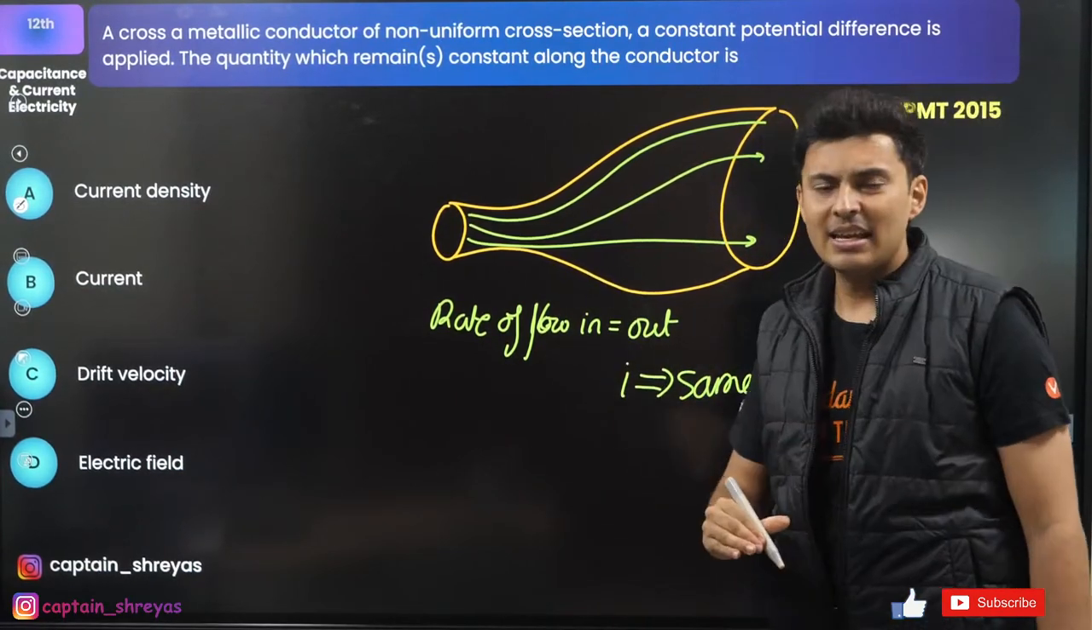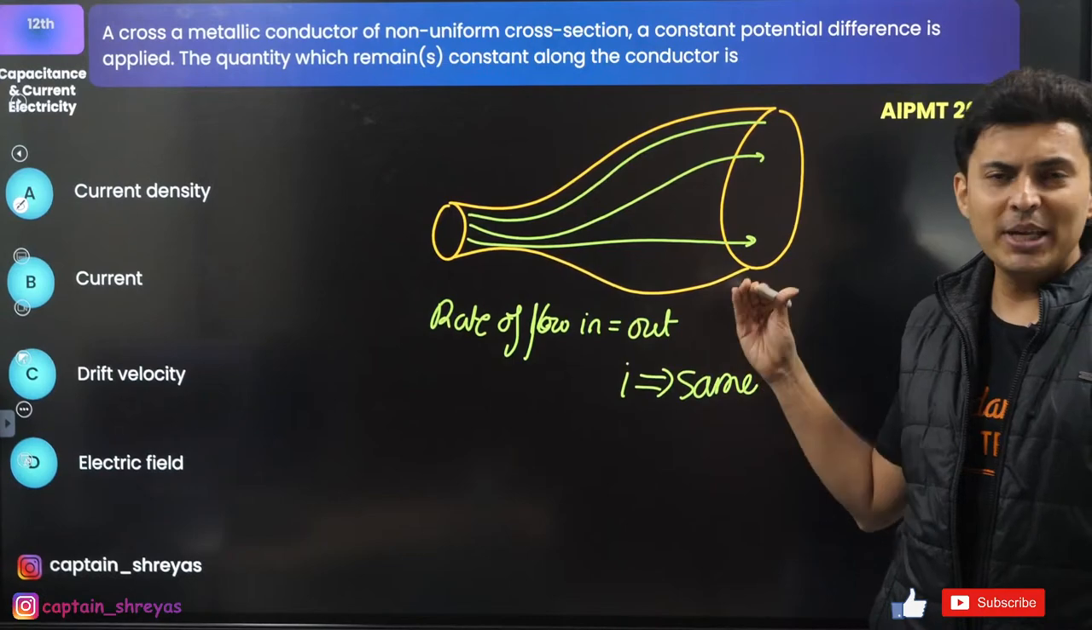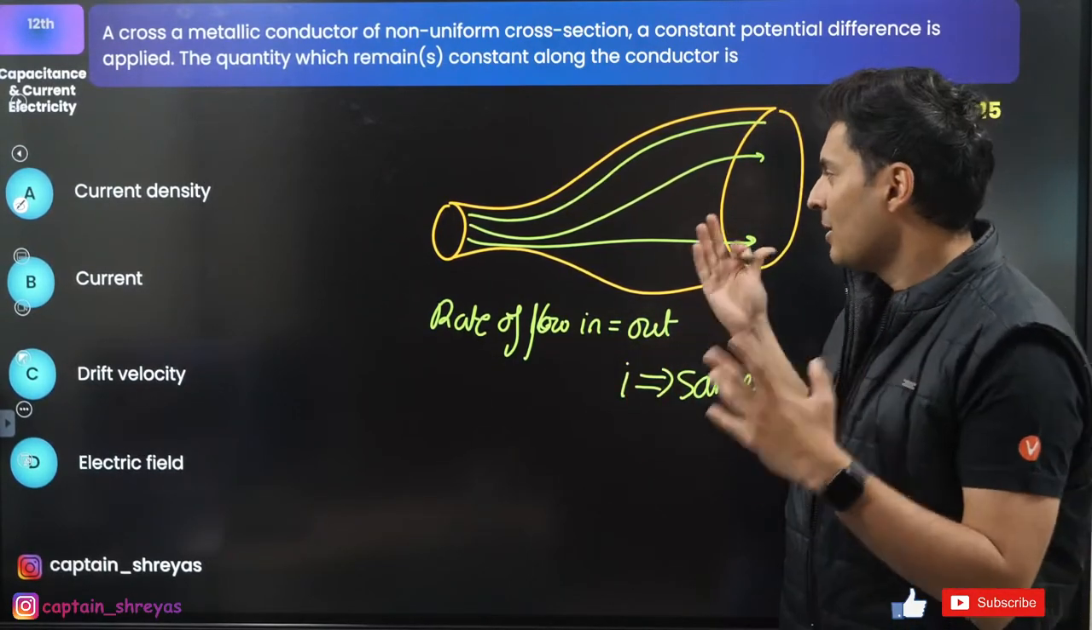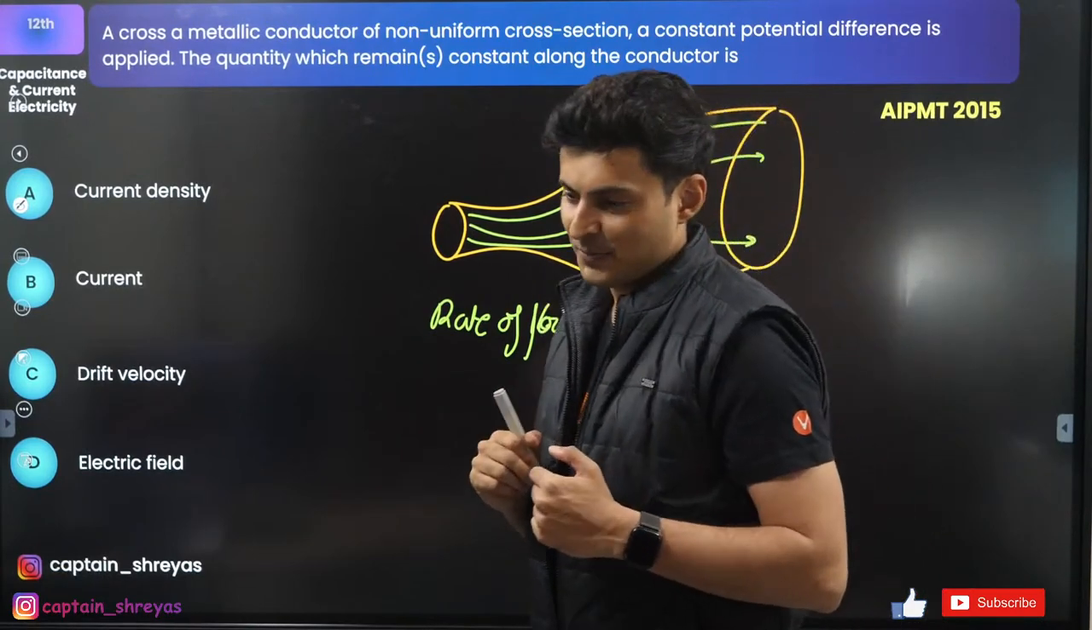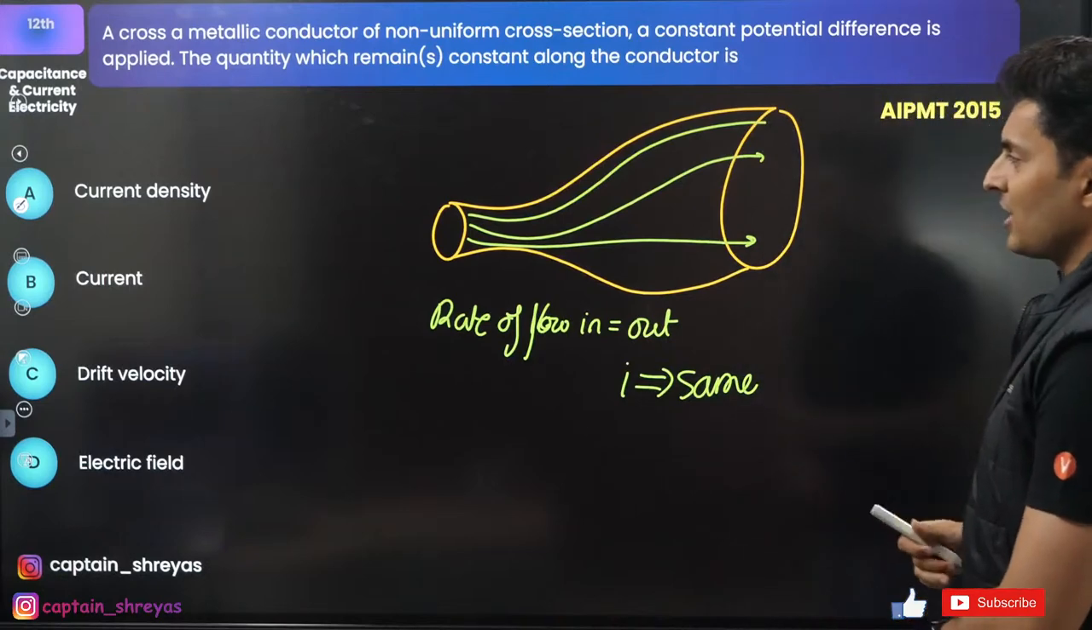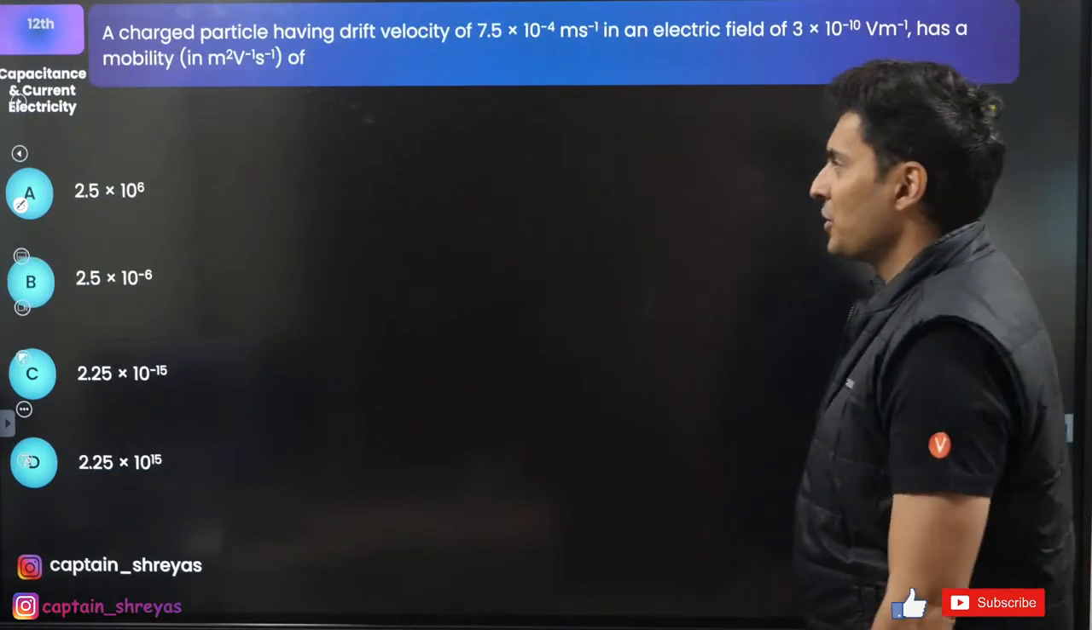But the density, the speed, the field, that is going to be weak or strong, more or less, depending on whether the cross-section is big or small. Okay, so it's the current which is the same across all the cross sections. Perfect. This was a previous year question.